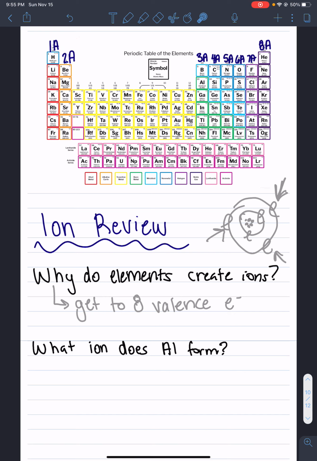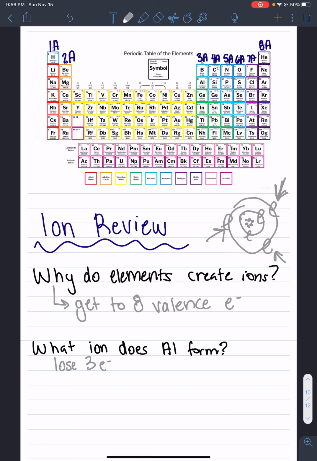So the next question that I ask you is, what ion does Al form? Your first step is to find Al on your periodic table. It's right here. And then we're going to go up to the top and we're going to notice it has 3 valence electrons. So we know that Al is going to lose 3 electrons.